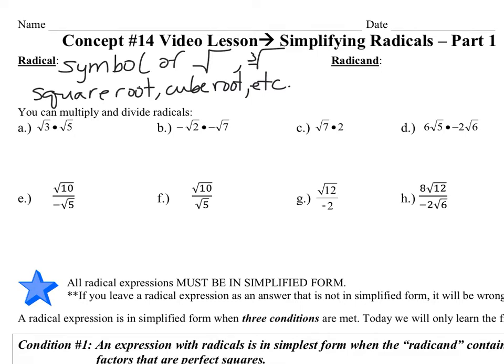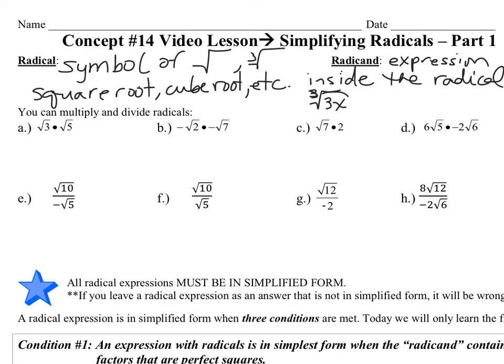Now the word radicand, you're going to hear, the radicand is basically the expression inside the radical. So the stuff inside the radical. So for example, if I have the cube root of 3x, 3x is the radicand. Or if I have the square root of 2ab to the third, 2ab to the third is your radicand.